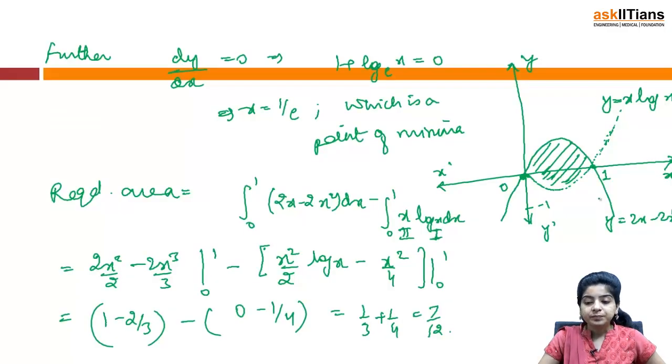And then for dy by dx to be equal to 0, we found that x is 1 by e, which is a point of minima. And after drawing the curve, you can easily judge that the area would be integral 0 to 1 area enclosed by this curve minus 0 to 1 area enclosed by this.